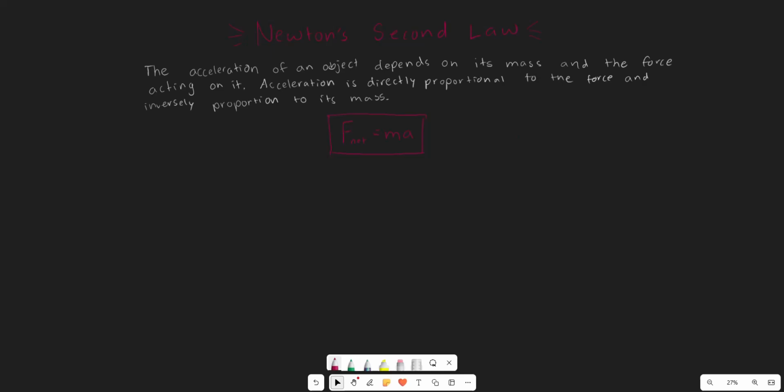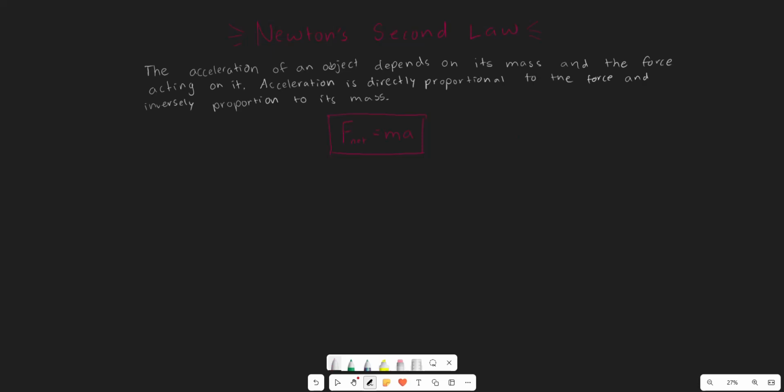Let's learn about Newton's second law. It states the acceleration of an object depends on its mass and the force acting on it. Acceleration is directly proportional to the force and inversely proportional to its mass. F net is equal to ma is the equation.